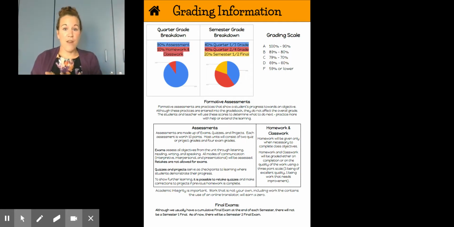Then the semester grade is made up of their quarter 1 grade, their quarter 2 grade, and their semester final exam. At this point, we don't have a semester 1 final exam this year, but we will hopefully probably have a semester 2 final exam. So that'll be counted in for second semester.